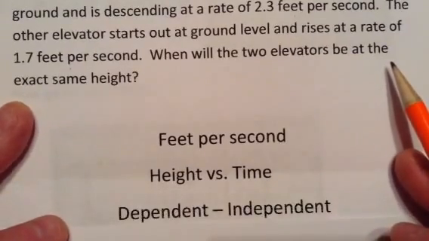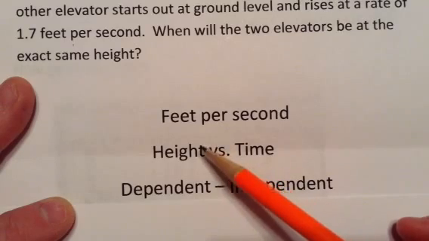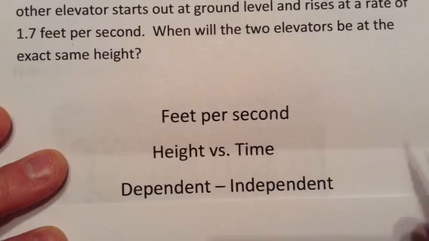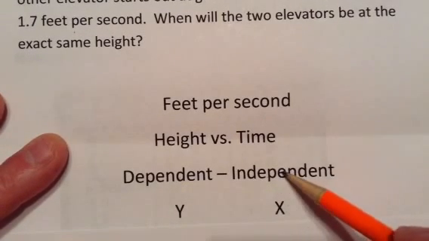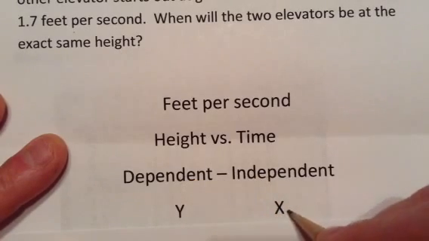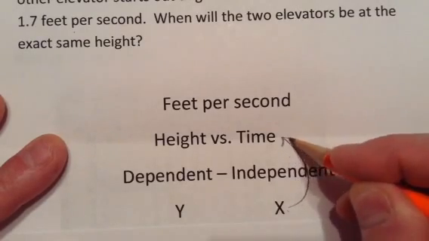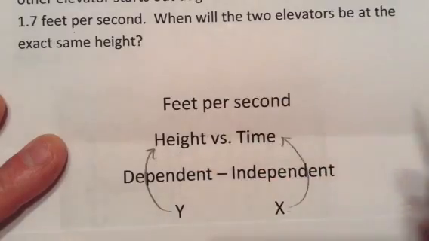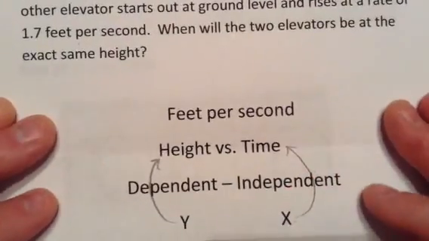So we talk about time being independent. That means that height has to be dependent. The height depends on the time the elevator's been moving. And we know that independent is our x variable and dependent is our y. So what we can do is let x represent the time in seconds, and let y represent the height of each elevator. So we're going to use that idea right here.